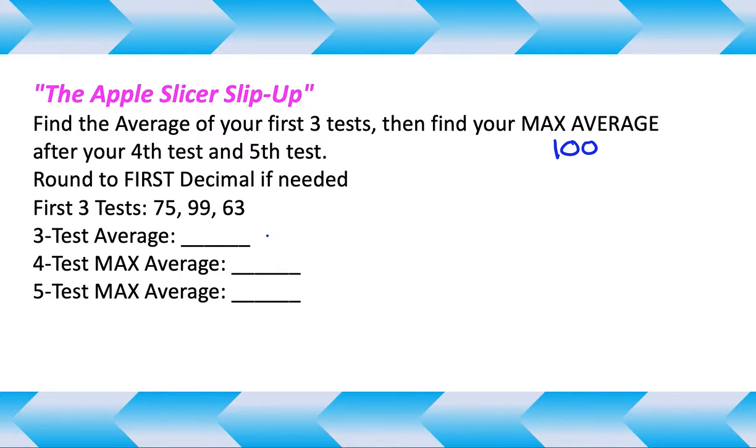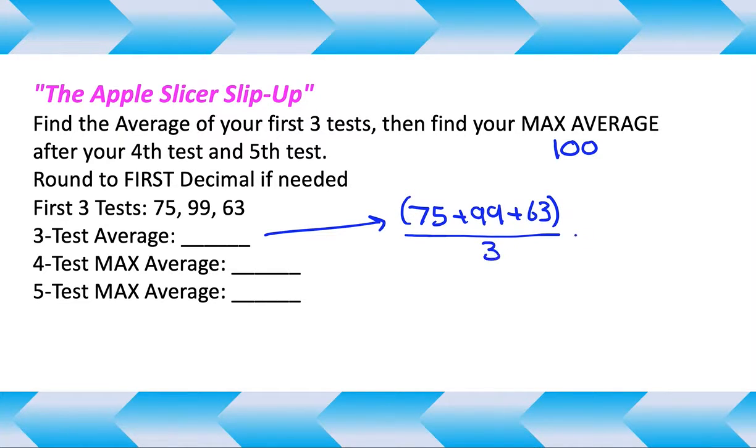So let's start with the first three test average. So you scored 75, you scored 99, and then you scored a 63. So overall, I wonder what your average is. You have average kind of below and then pretty darn good. Let's divide by 3. Let's see what we got here.